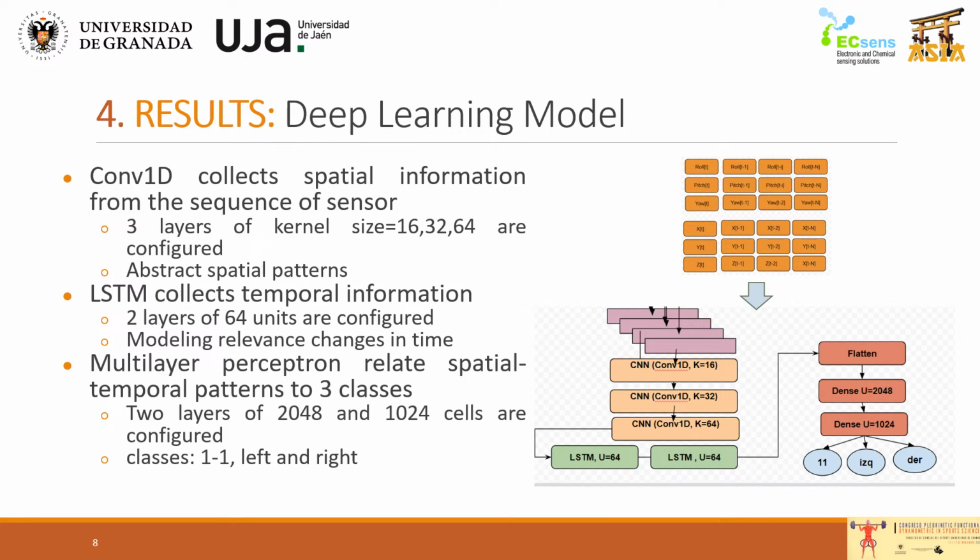The deep learning model has 2 components. The first one is a 3-layer convolutional neural network, or CNN, that collects the spatial info. The second component is defined by two long short-term memory, LSTM, which are a type of artificial neural networks that extract the temporal sequence by detecting key patterns of change. Finally, a multilayer perceptron layer classifies the spatiotemporal patterns into three classes: left, right, and waist.